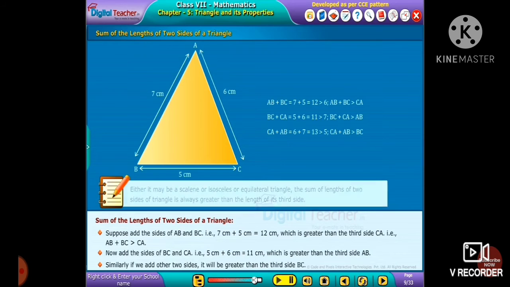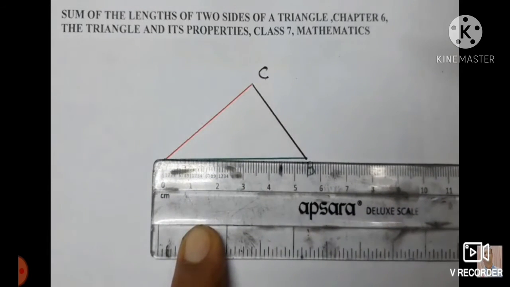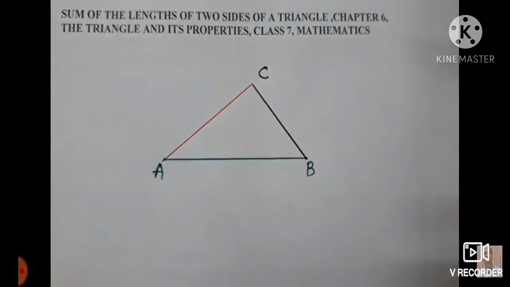Yes, exactly. Whether it is a scalene, isosceles or equilateral triangle, the sum of the lengths of two sides of the triangle is always greater than the length of its third side. Yes, let's go with some examples here, on the sum of lengths of two sides of a triangle.